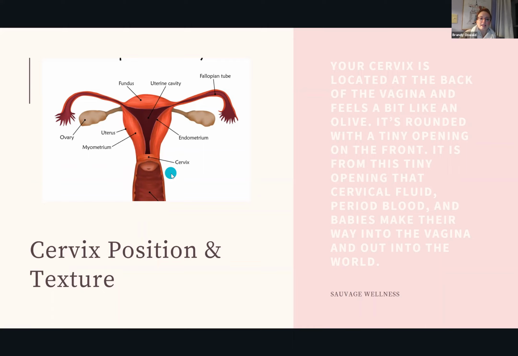And it's from this tiny little opening on the cervix that period blood, the lining of the uterus, which grows in here, comes out into the world. And it's where babies, which are growing in here, come out into the world. So the cervix is just the most amazing thing. And we're so blessed that we can literally reach up and touch it. But for some reason, we're never taught how to do that. So I'm going to teach you how to do that.